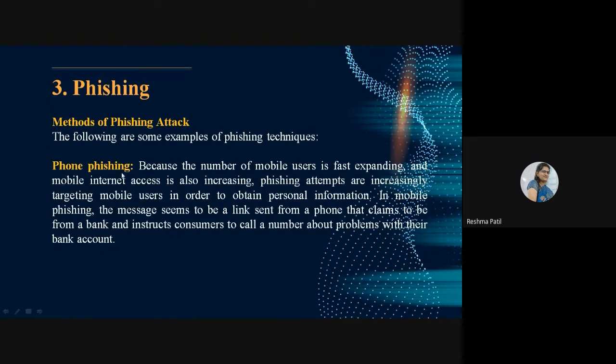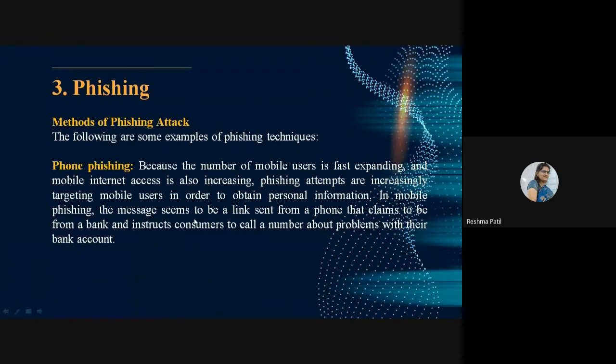Next is phone phishing. Next method, phone phishing. Because the number of mobile users is fast expanding and mobile internet access is also increasing, phishing attempts are increasingly targeting mobile users in order to obtain personal information. In mobile phishing, the message seems to be a link sent from the phone that claims to be from a bank and instructs consumers to call a number about a problem with their bank account.